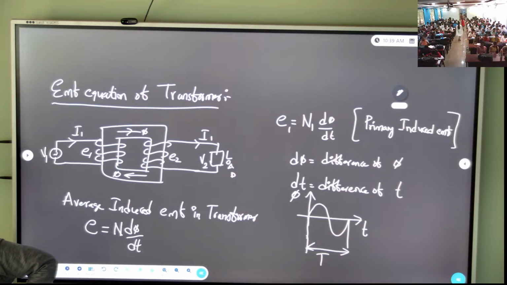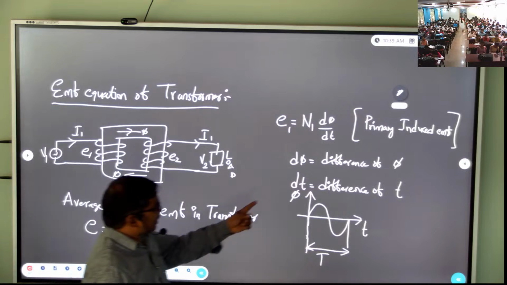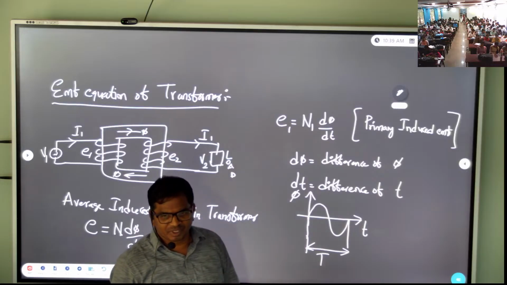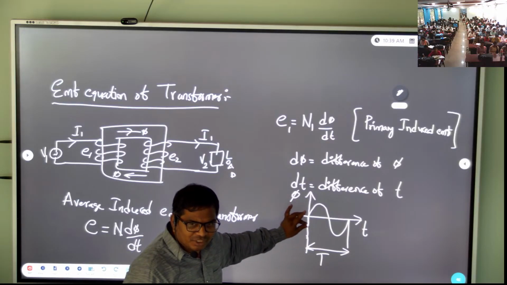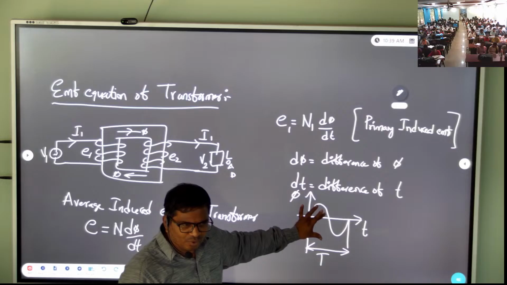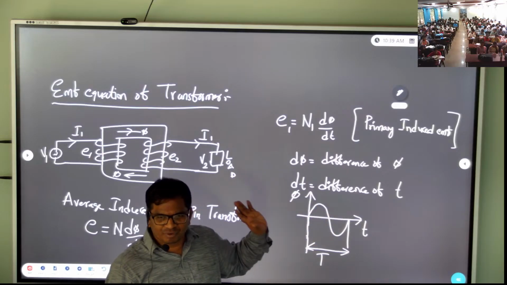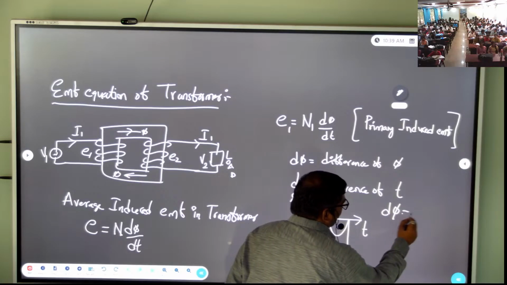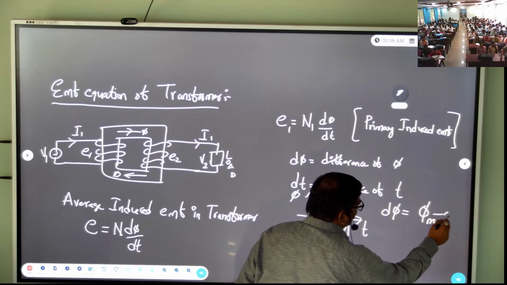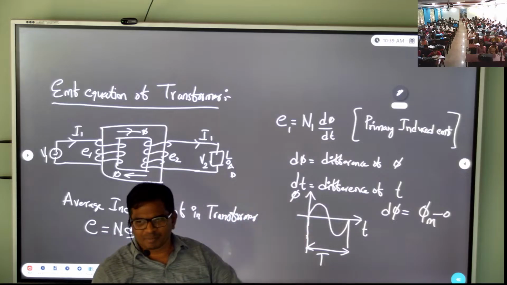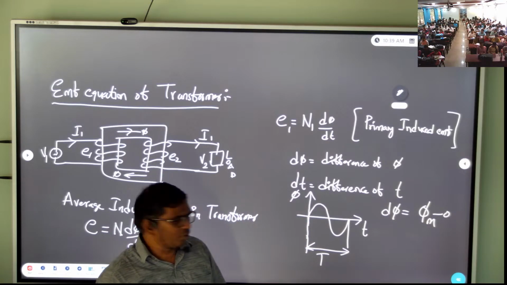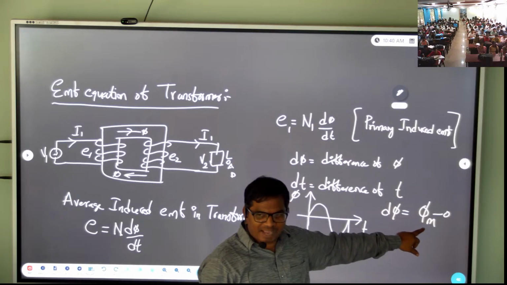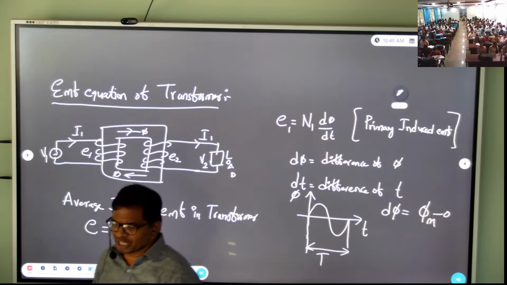Okay. Now, dt is nothing but difference of time. d pi is nothing but difference of pi. So, pi value varies from 0 to maximum value, 0, negative maximum, 0. Now you got d pi is maximum to minimum 0. So this is happening in which time? This is pi m. We are getting maximum value 0 to pi m and 0, then negative maximum 0.